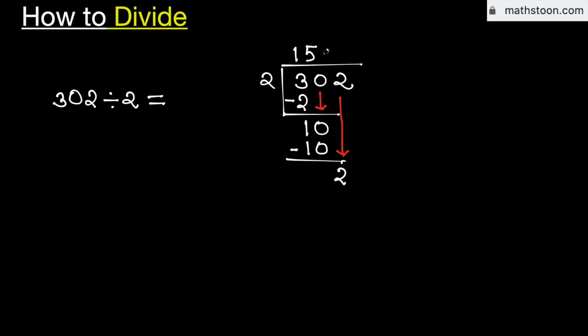And we know that 2 times 1 is equal to 2. Subtract, we get 0. As we get the number 0 and we have no number to bring down here, we will stop. Therefore, 302 divided by 2 is equal to 151. And this is our final answer.